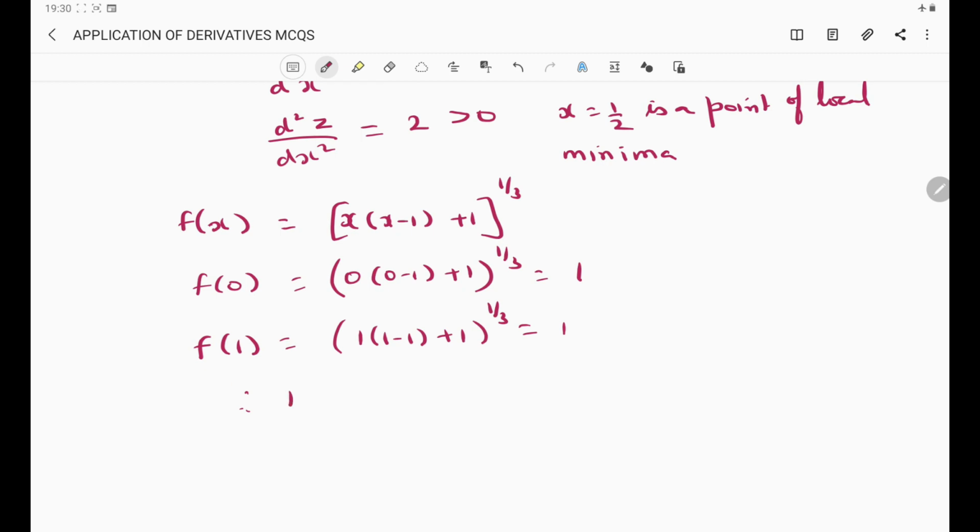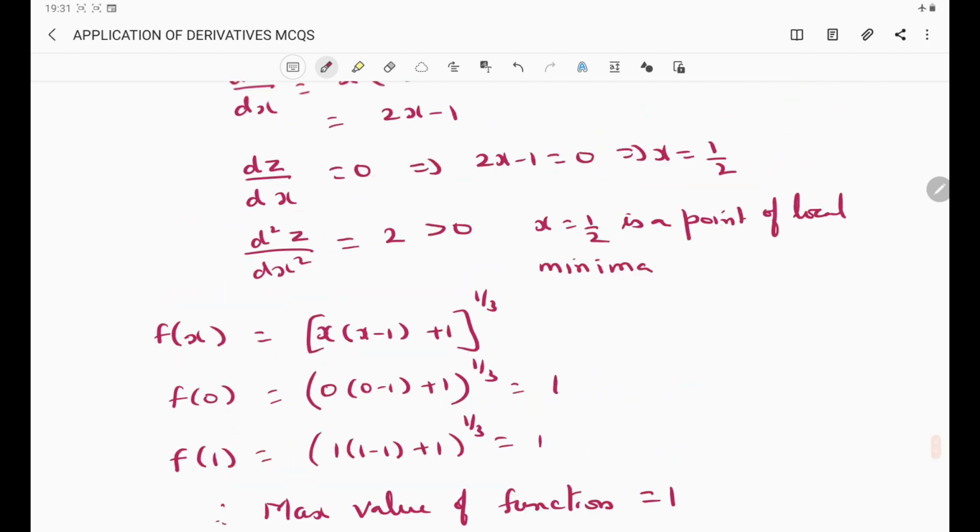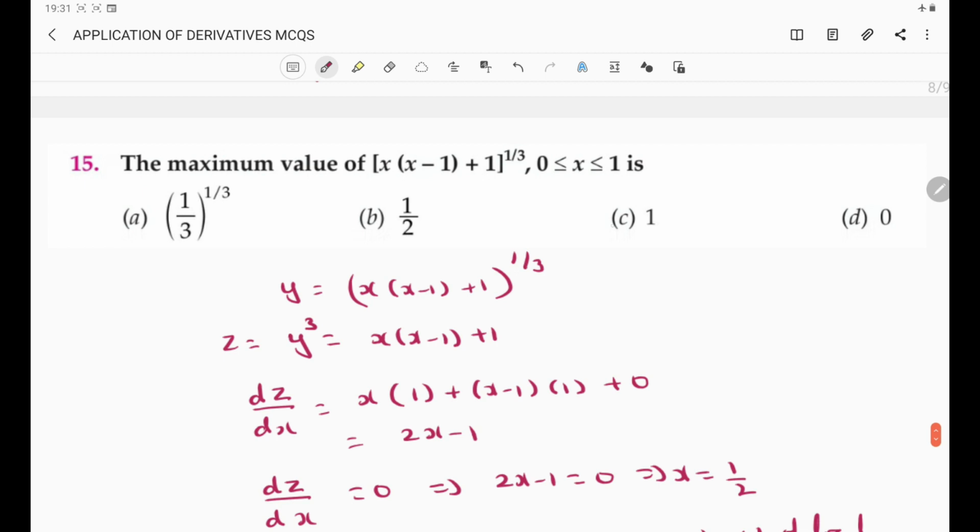Therefore the maximum value is 1. The maximum value of the function is equal to 1, which is nothing but option C.